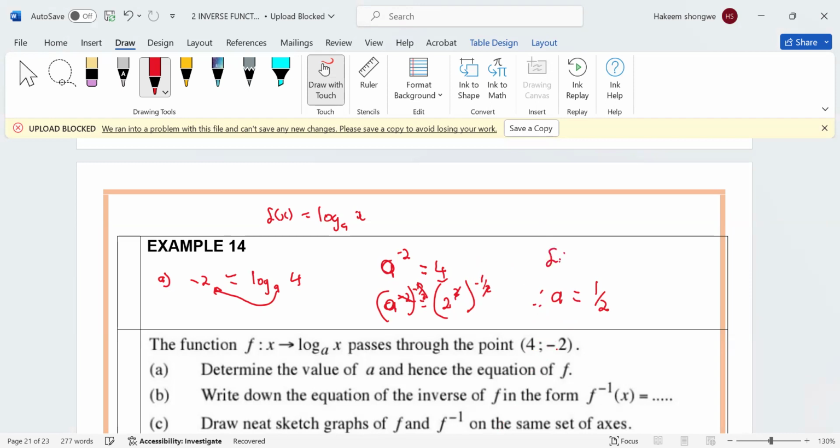Then they said we should give them the equation. The equation is f of x is equal to the log base 1 over 2 of x. So you get 1 mark for substitution, 1 mark for A, and 1 mark for the equation.